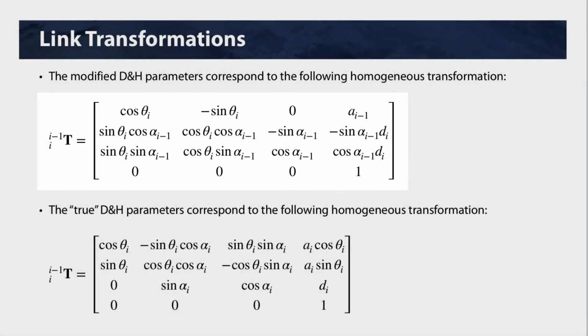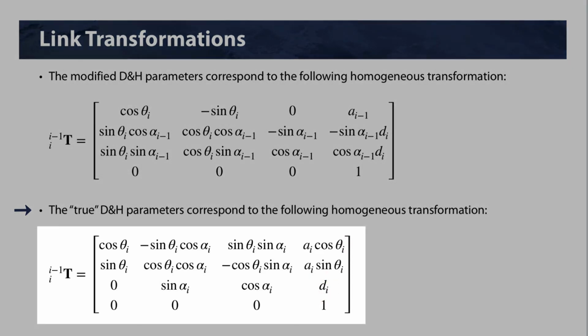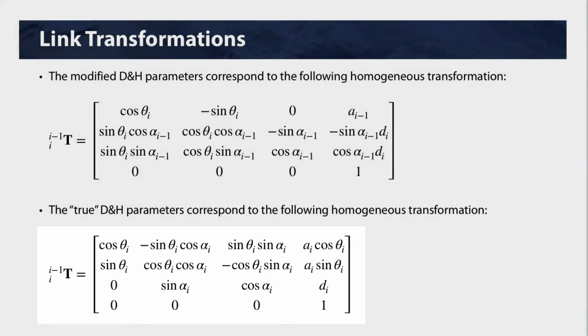If you're using true D&H, sometimes called classical D&H parameters, which comprise a_i, alpha_i, theta_i, and d_i, you use this form for our homogeneous transform. So just make sure you're using the right homogeneous transform depending on which D&H parameters you use.